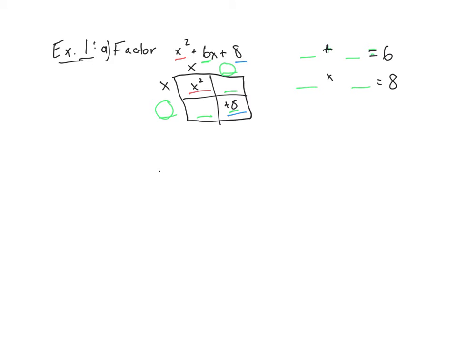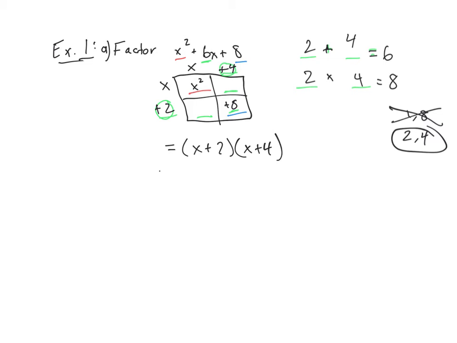Now there's only two options of things that multiply to 8, and I always think of my options for multiplying first, because for adding there are going to be more options. For 8, I have 1 and 8 or 2 and 4, right? In this case, 2 and 4 add to 6 and multiply to 8. If I had picked 1 and 8, they would add to 9, not 6. So I picked plus 2 and plus 4. And so my answer is x plus 2 times x plus 4 on this one.